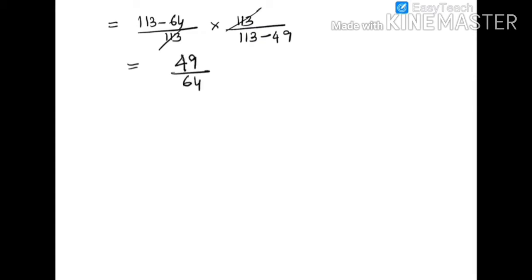So this is equal to 113 minus 64 divided by 113. The denominator can be reciprocal and then multiplied. So we get 113 divided by 113 minus 49. So on simplifying, this is 49 upon 64. This is the first part. Let's mark this as 1.